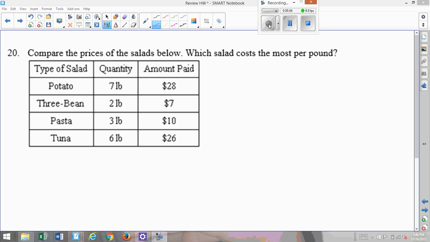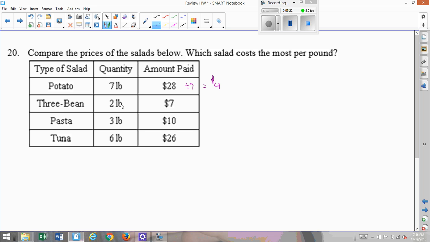Okay, I'm going to show you how to do this problem two different ways, but it says compare the prices of the salads below. Which salad costs the most per pound? Well, you would have to divide the price by how many pounds. So this one would be 28 divided by 7, and that's going to equal $4 per pound.